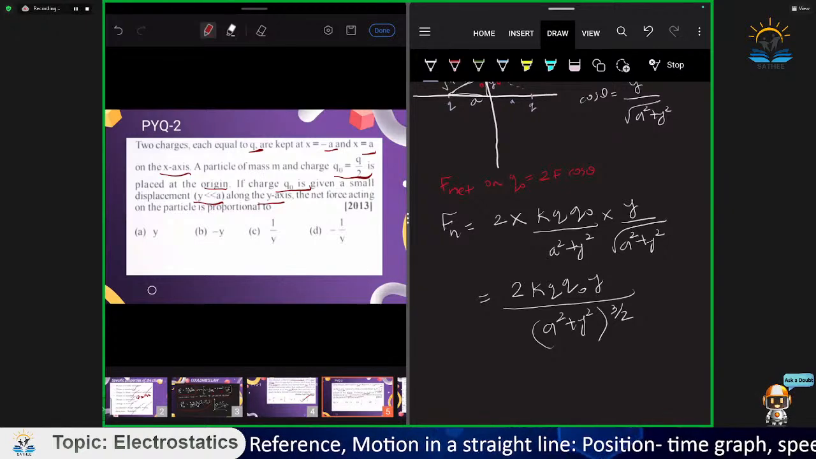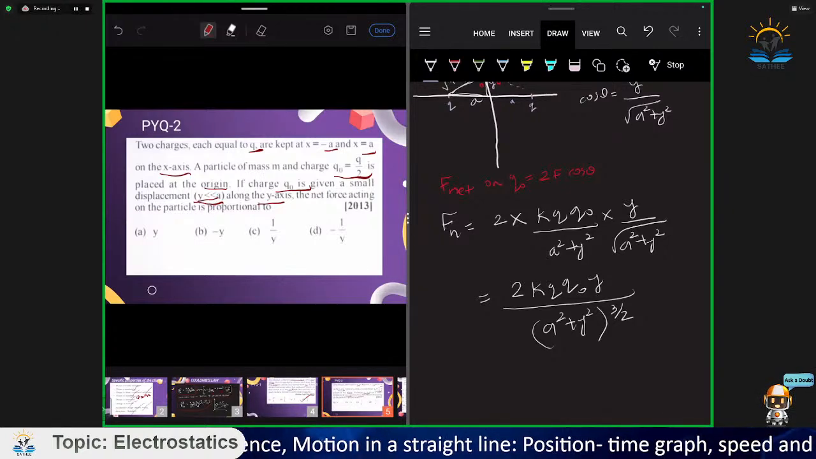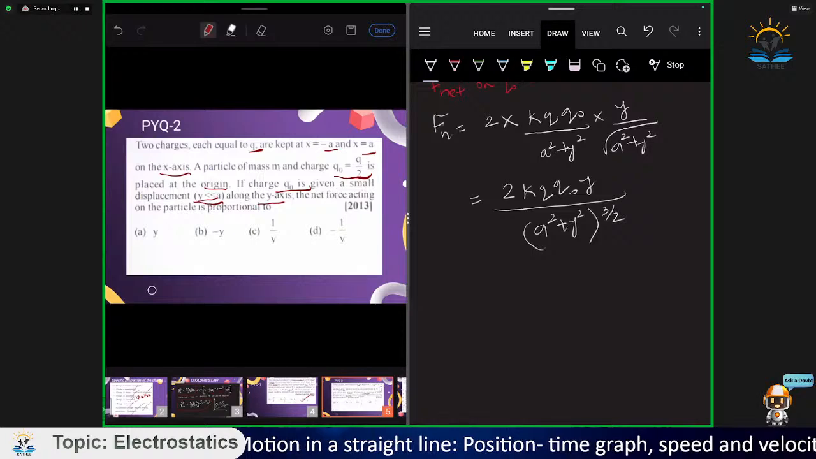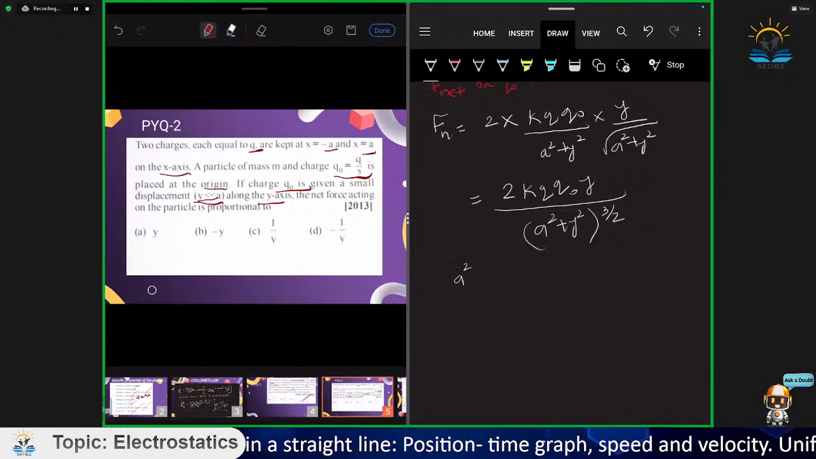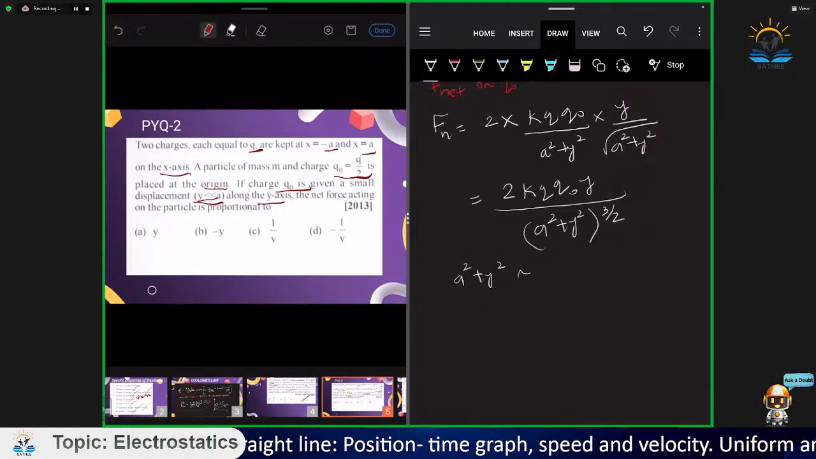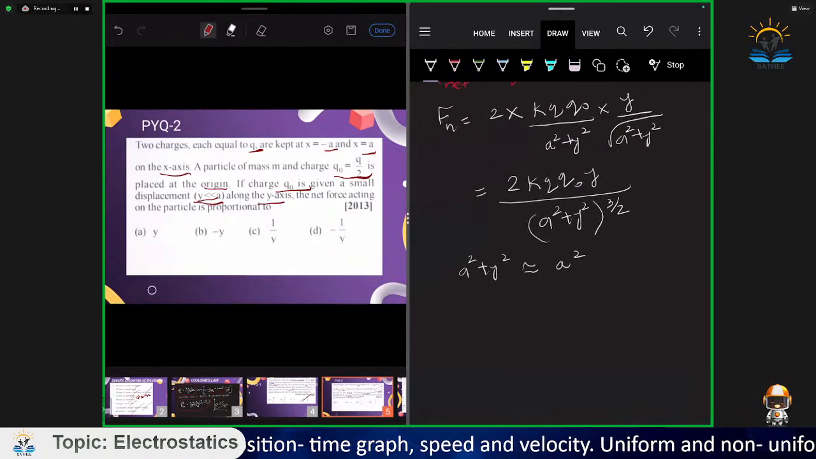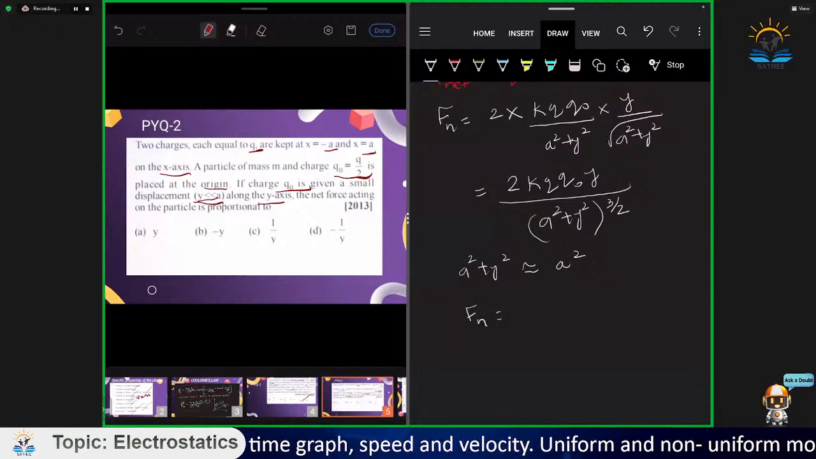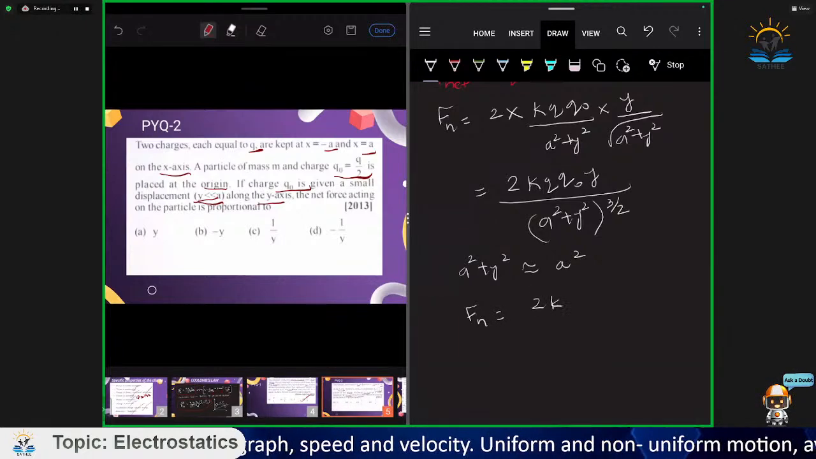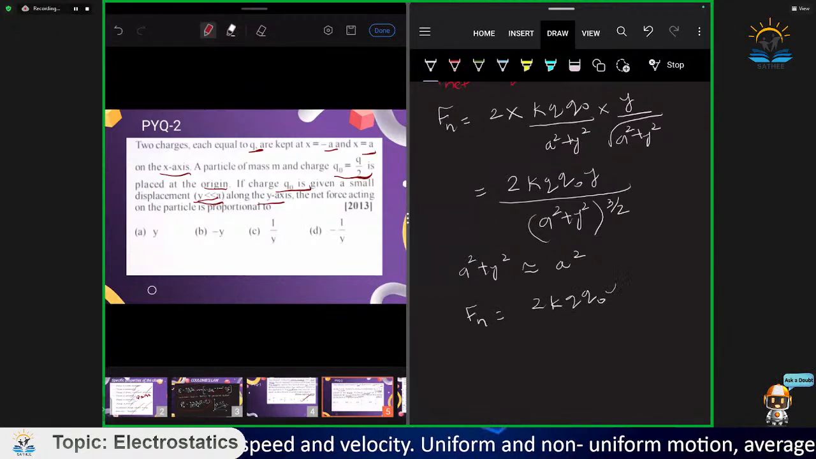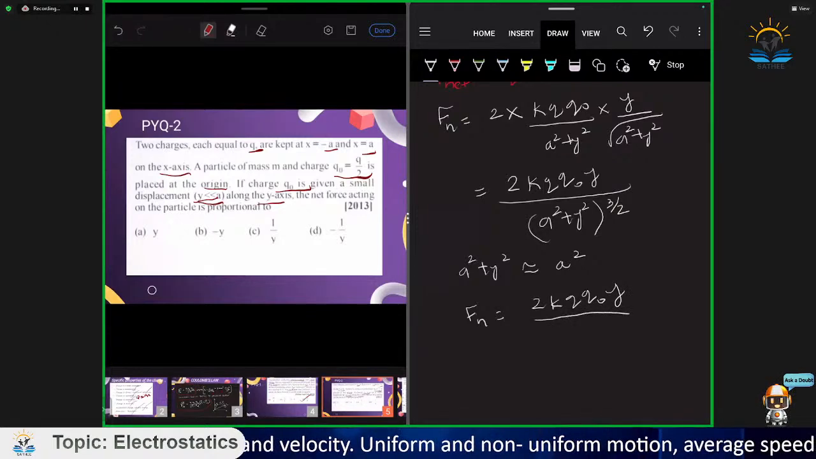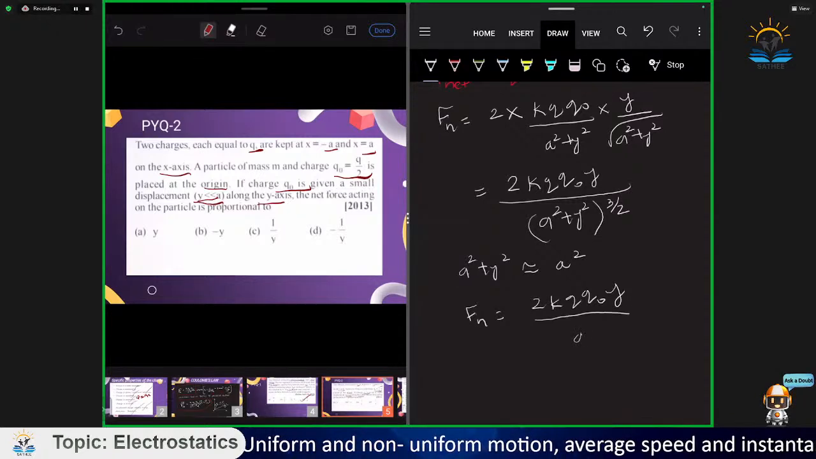Right. And it is given that y is very much less than a. So if y is very much less than a, then a square plus y square approximately will be equal to a square only. So F net will be 2KQ0y divided by a square into a square raised to 3 by 2. That will be a cube.